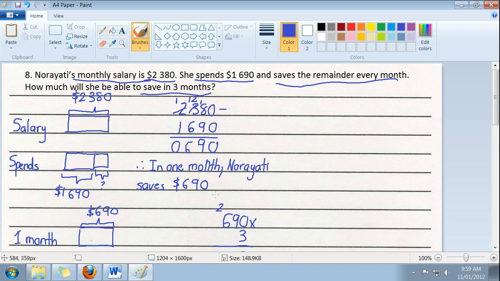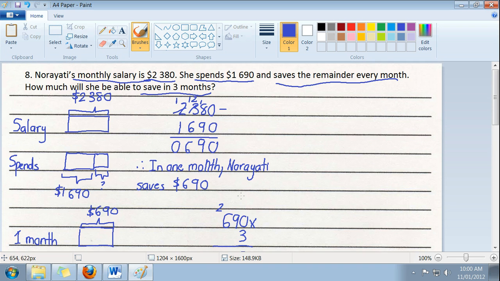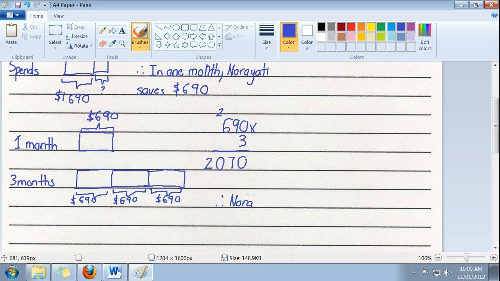Okay, so let's go back to the question. How much will she be able to save in 3 months? Let's write it here. Therefore, Norayati, let's check her spelling, will be able to save $2,070 in 3 months.